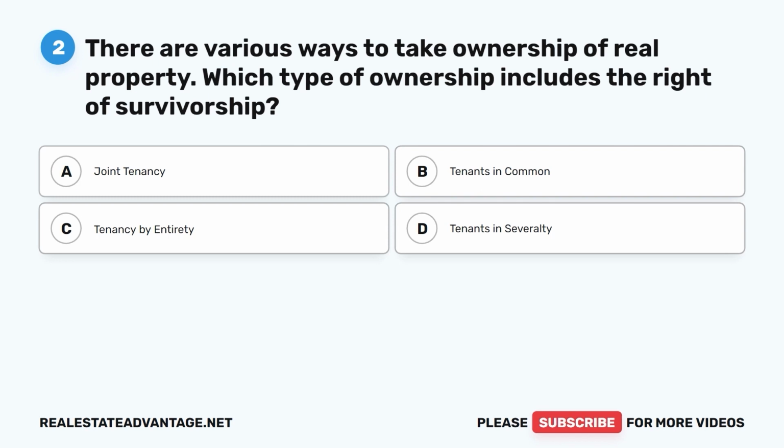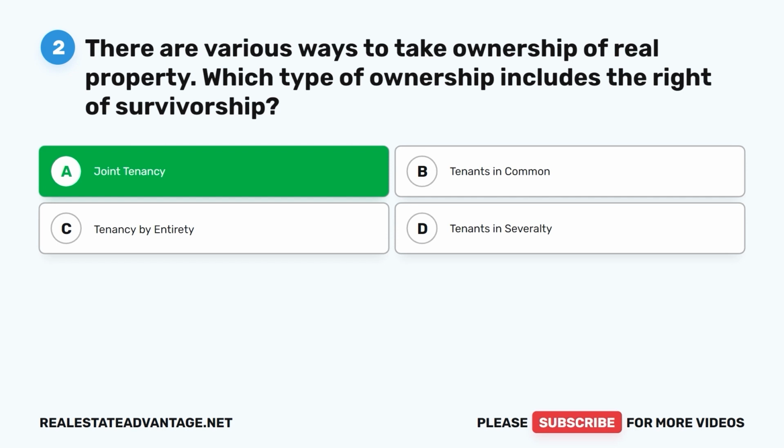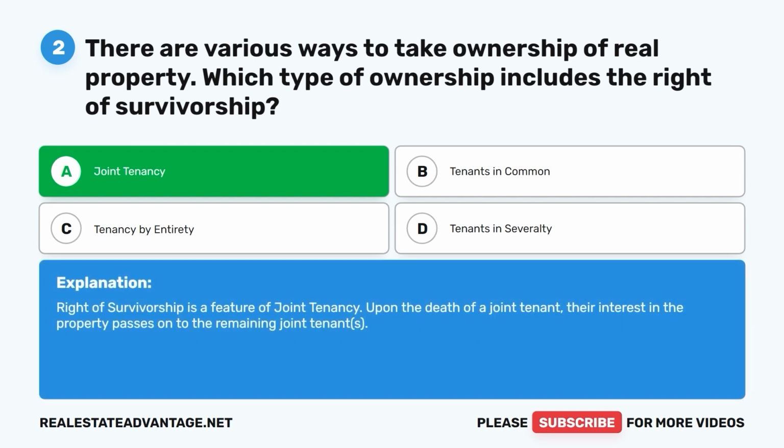Question 2. There are various ways to take ownership of real property. Which type of ownership includes the right of survivorship? A. Joint tenancy, B. Tenants in common, C. Tenancy by entirety, D. Tenants in severalty. The correct answer is A. Joint tenancy. Right of survivorship is a feature of joint tenancy. Upon the death of a joint tenant, their interest in the property passes on to the remaining joint tenants.